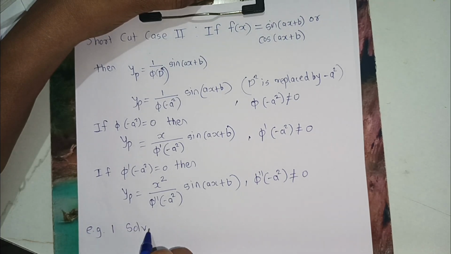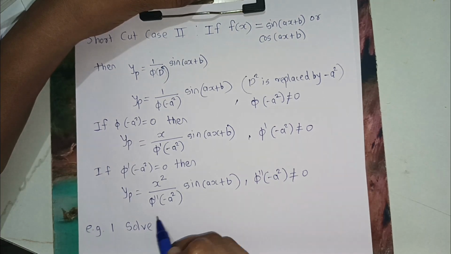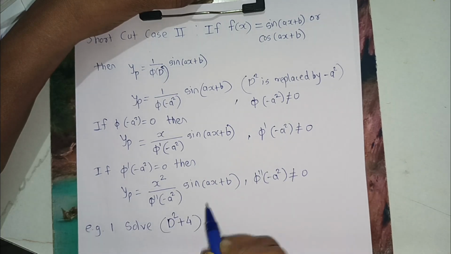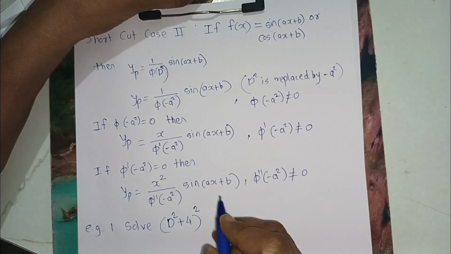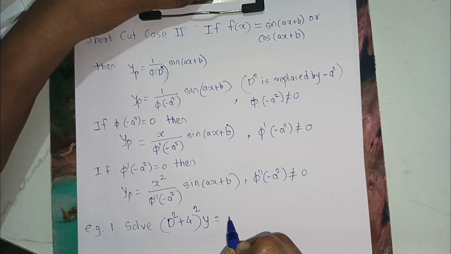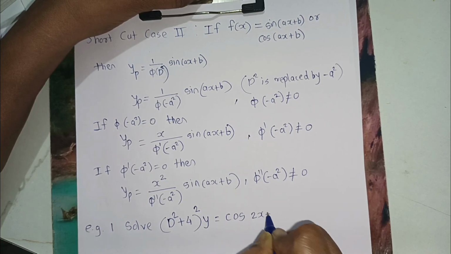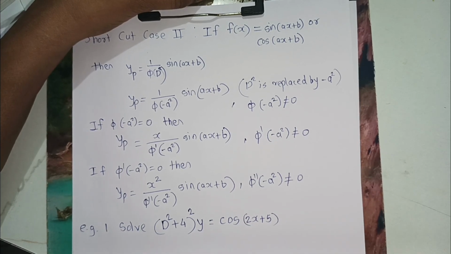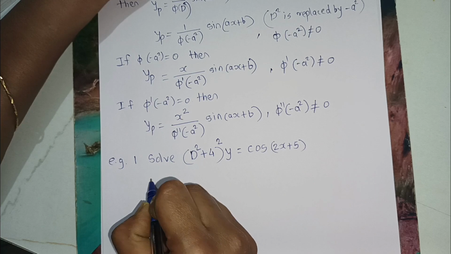To understand how to apply this while solving differential equations, solve (D square plus 4) square operating on y is equal to cos of 2x plus 5. So what is the angle in this case? The angle is 2x plus 5.